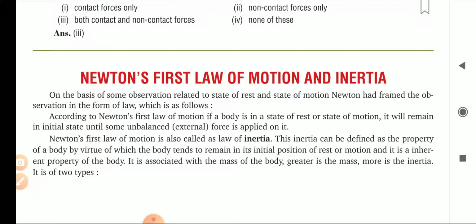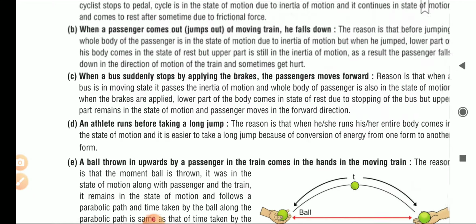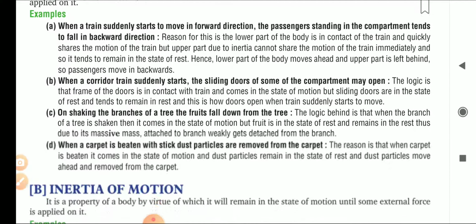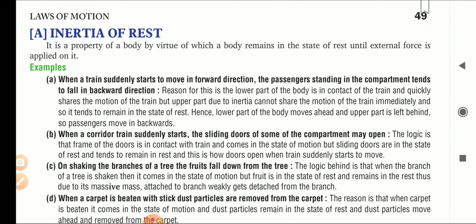Greater is the mass, more is the inertia. So it is basically of two types: inertia of rest and inertia of motion. Inertia of rest means it is a property by virtue of which a body remains in its state of rest until an external force is applied on it.